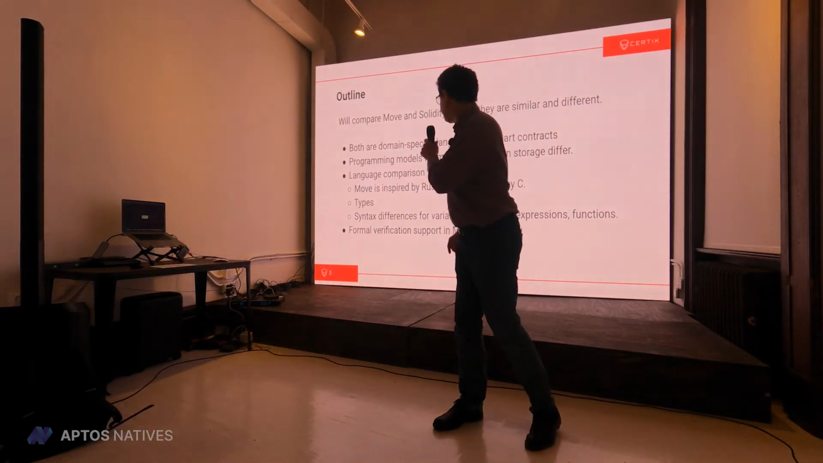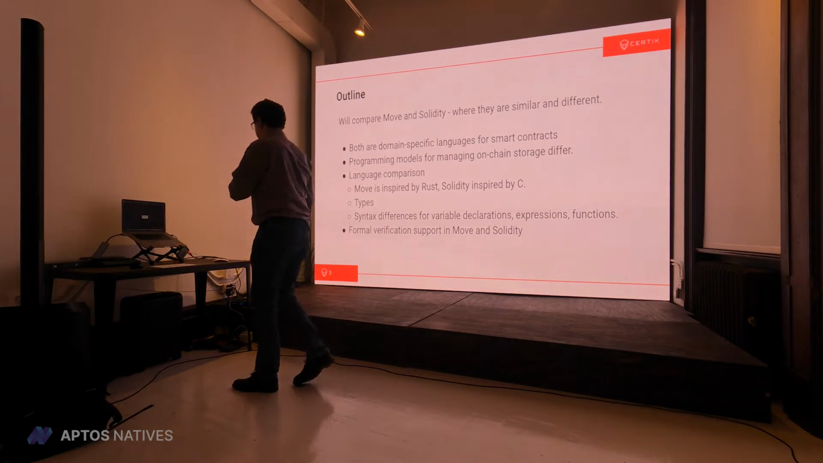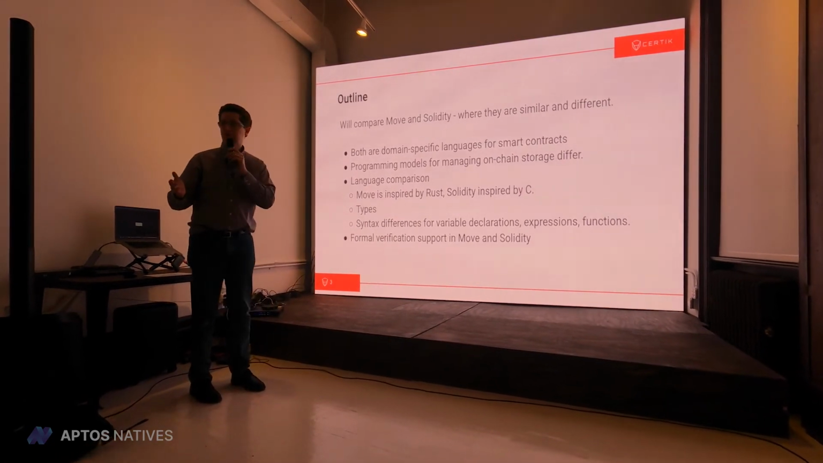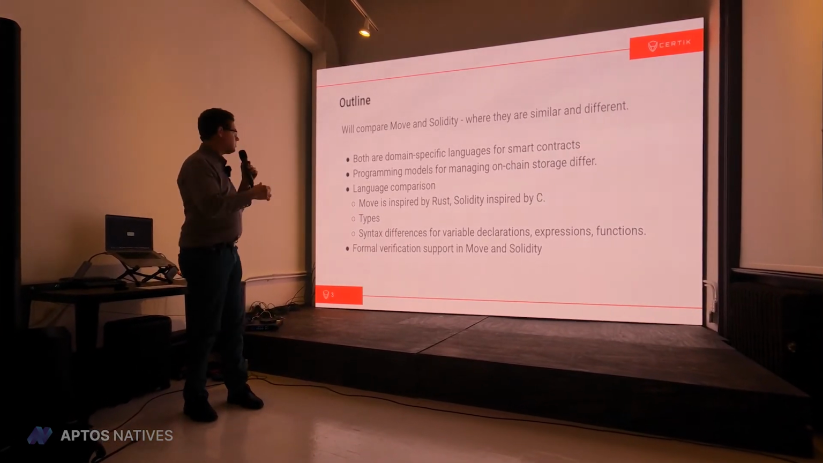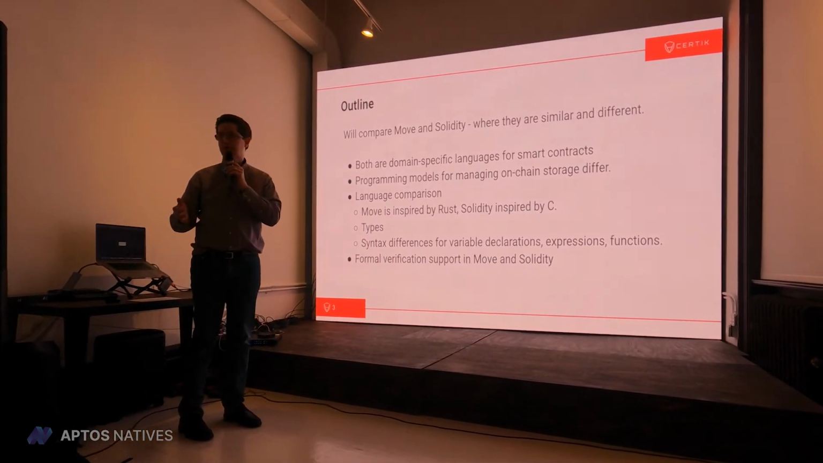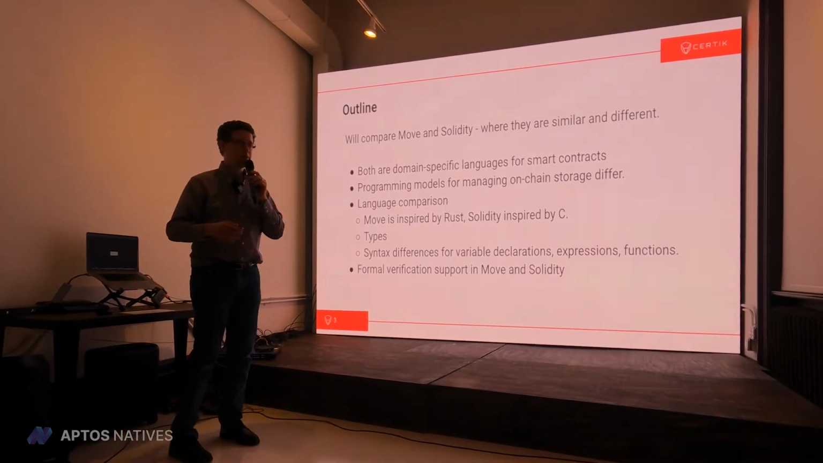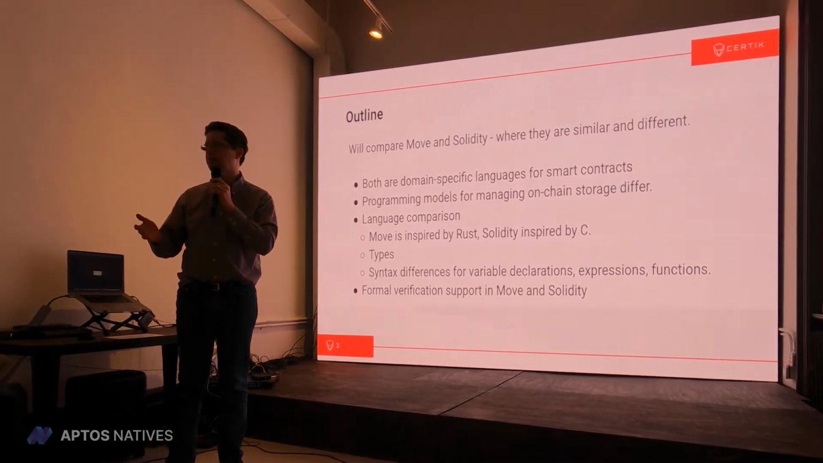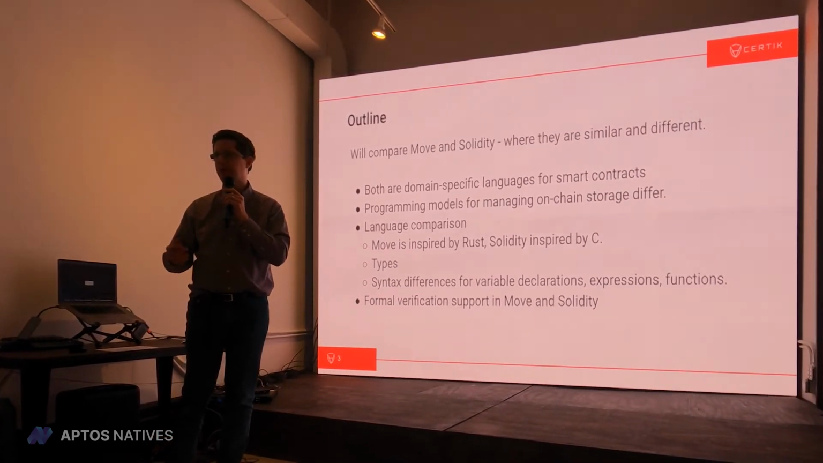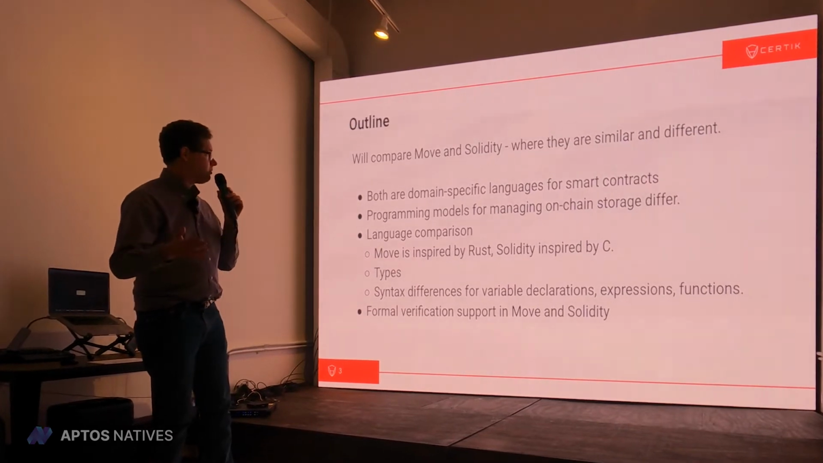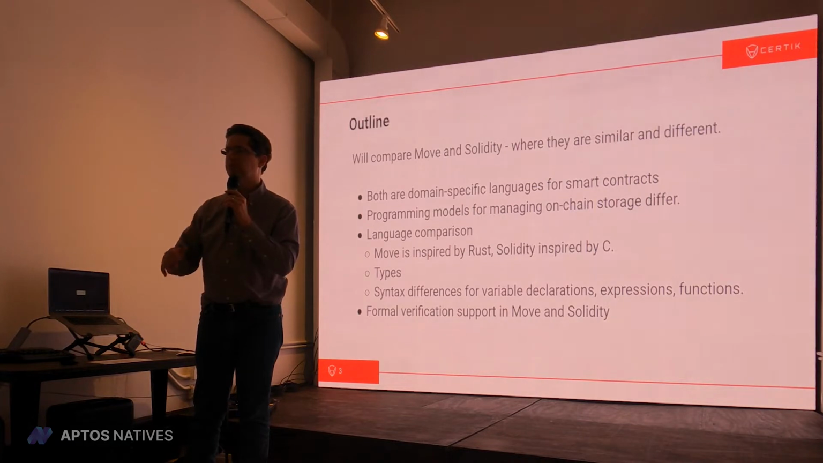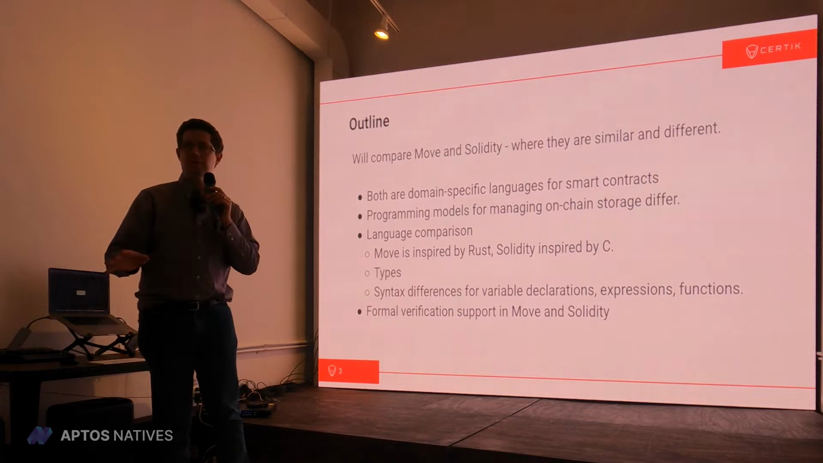If you look at Move and Solidity, both of these languages, I'm going to cover where they're similar and where they're different. The first thing is, these are domain-specific languages for smart contracts. This was just pointed out by the previous speakers. That means that you can really specialize things and try to make things as good as possible for programming smart contracts. So they have different programming models for managing on-chain storage. This is alluded to by previous speakers. If I get through just that, I think that'll be great. And then I'm going to go into some comparisons.